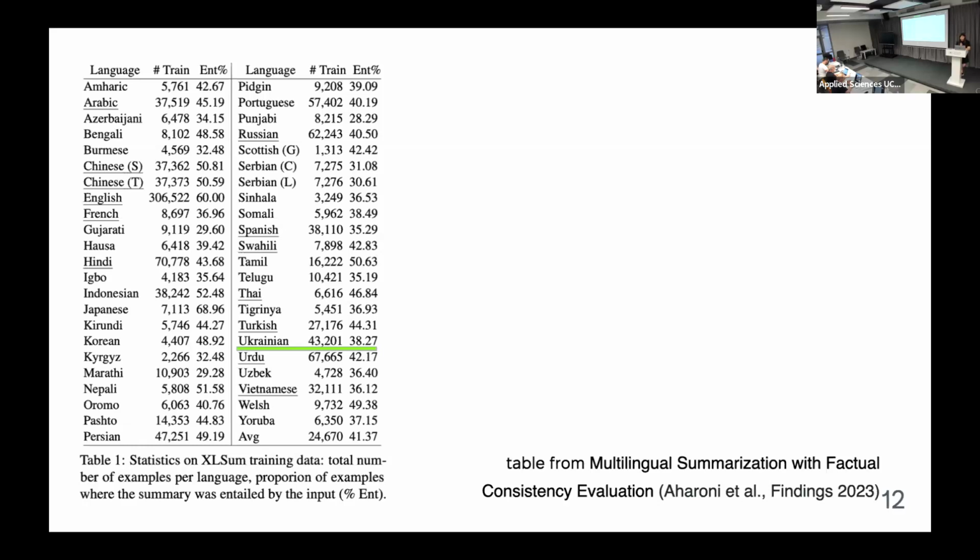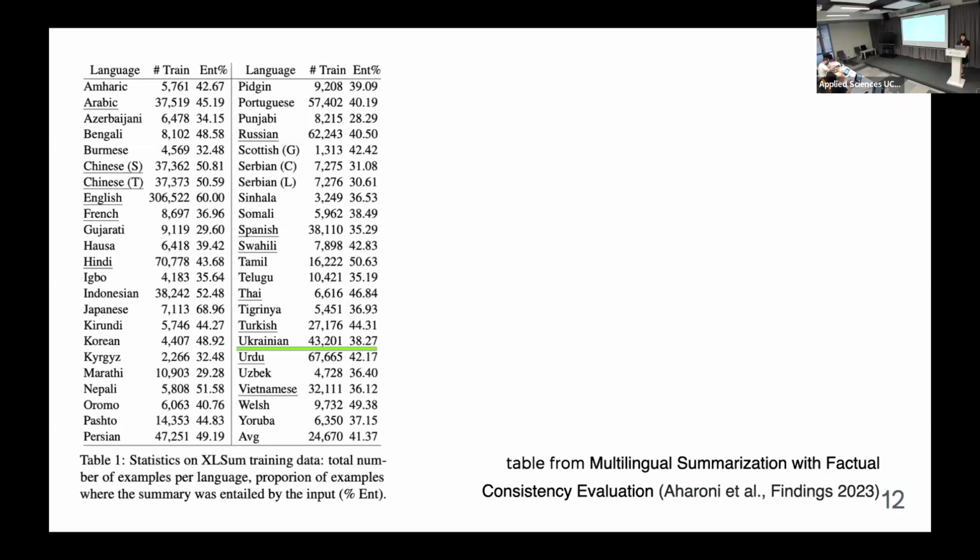For example, we can see that for Ukrainian it is like 38%, which is not a good result. And for almost all languages, the situation is the same. And my understanding is that this is a result of the wrong approach to creating such a dataset.